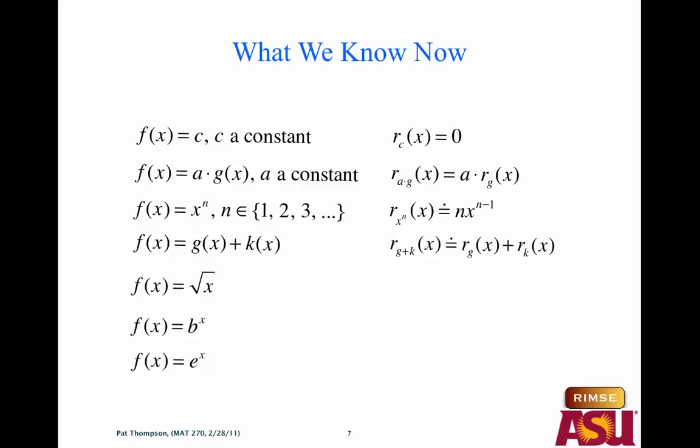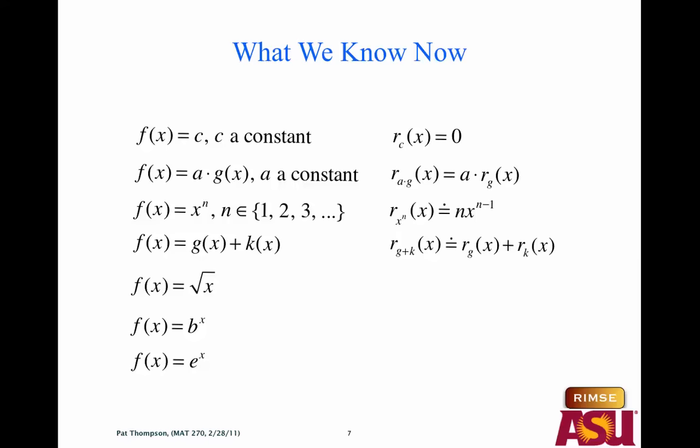But we know that for a constant, the rate of change is 0. For a constant multiple times a function, the rate of change is that same constant multiple times the rate of change of the function. The power rule: the derivative of x to the n is n x to the n minus 1. And then we had a sum of functions. If you have a sum of functions, the rate of change is the sum of the rates of change.